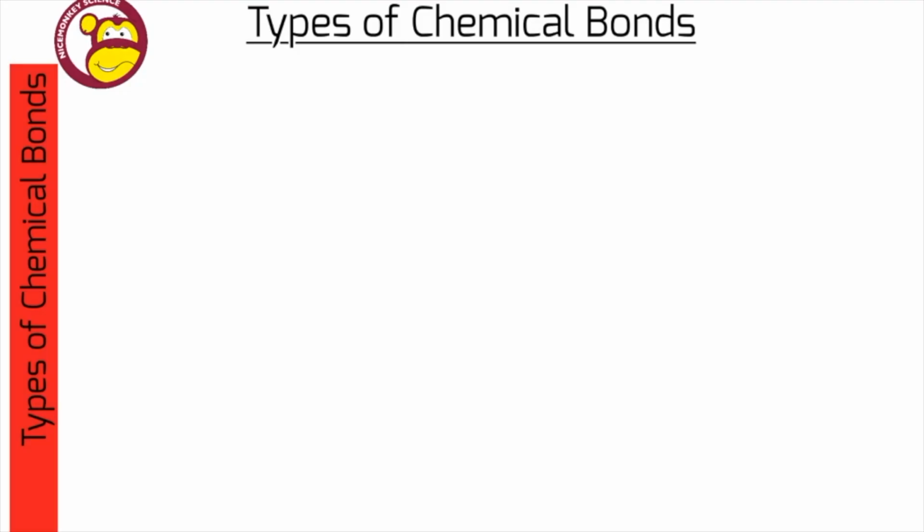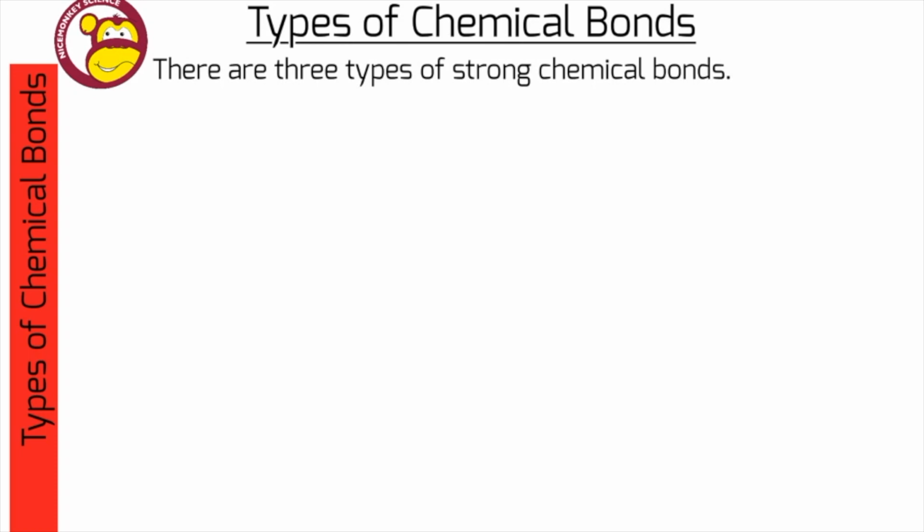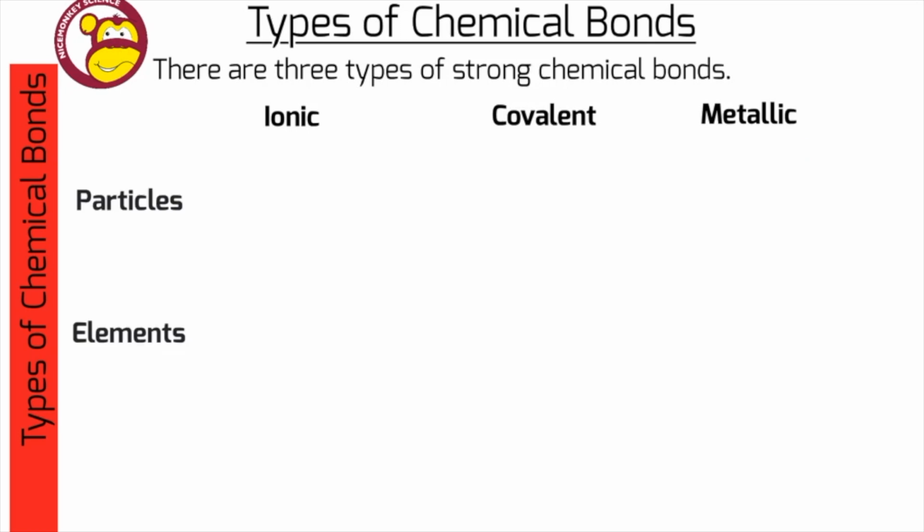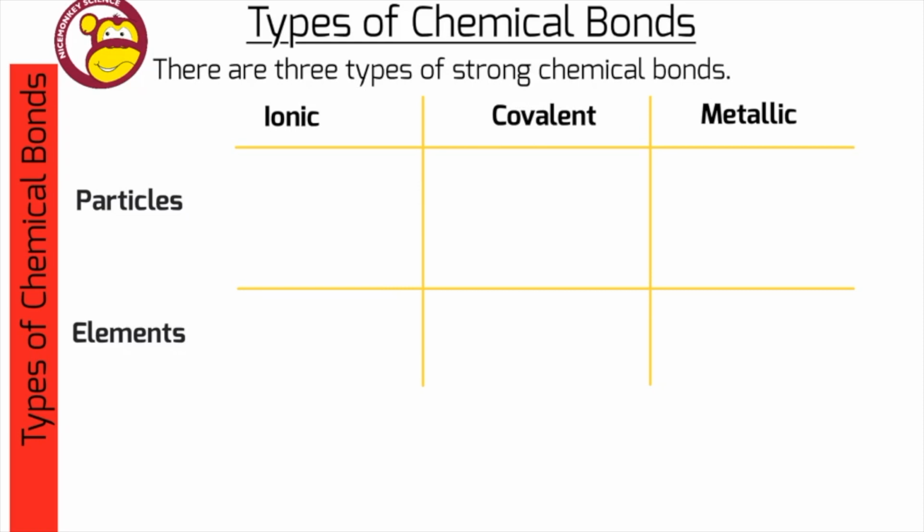This video is covering types of chemical bonds that you need to know for GCSE Science. And there are 3 types of strong chemical bonds that you need to know about. Those bonds are ionic, covalent and metallic. Ensure you know what particles make up these bonds and what elements, i.e. metals or non-metals, make up these bonds. Let's put this information into a table.